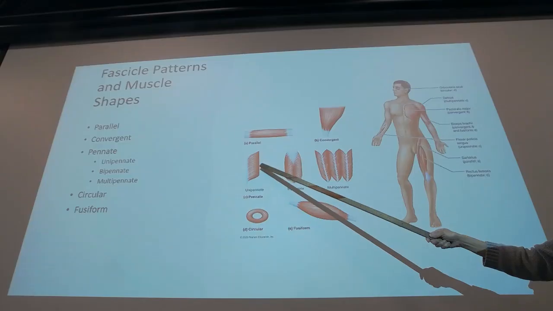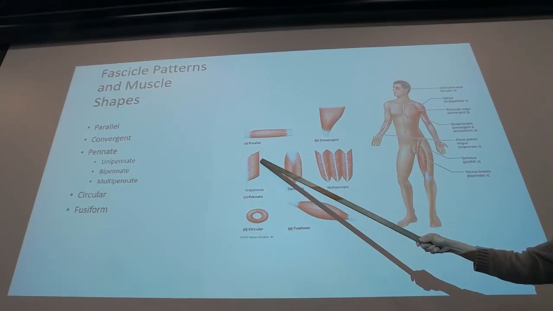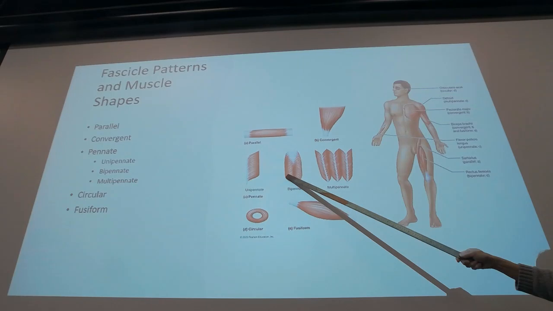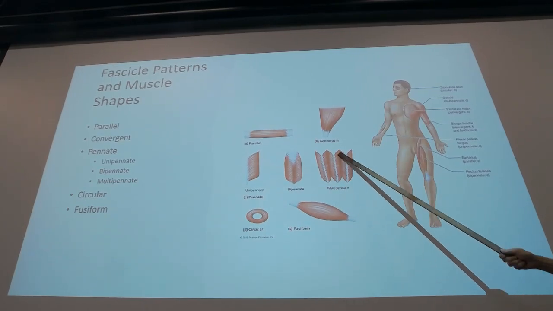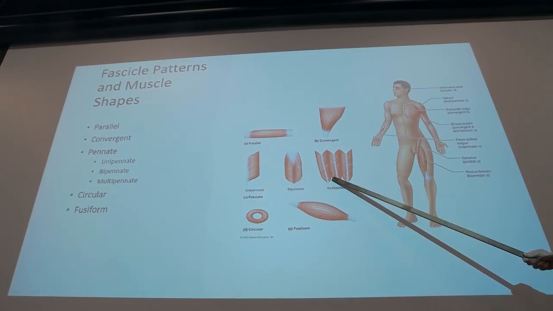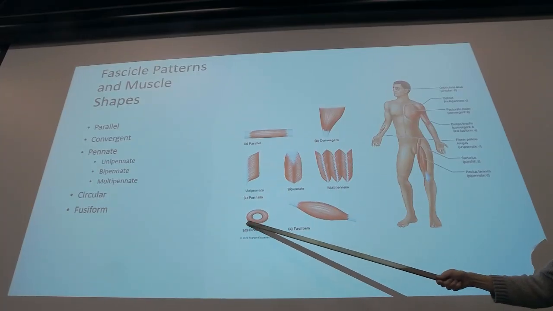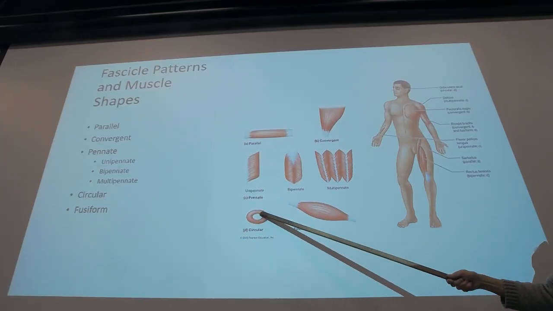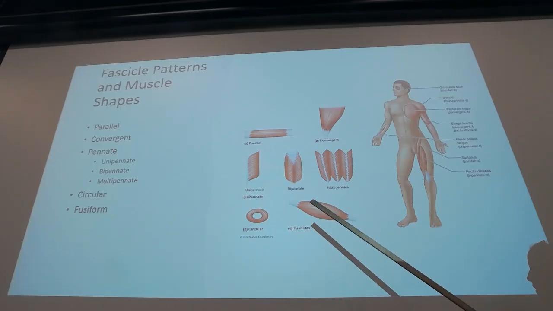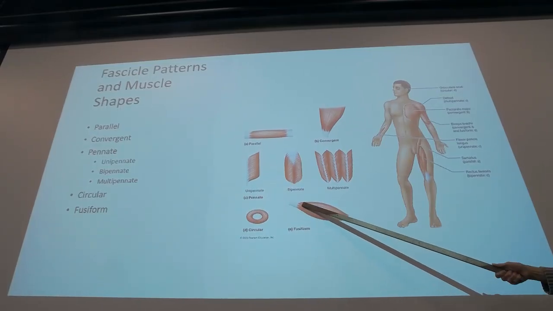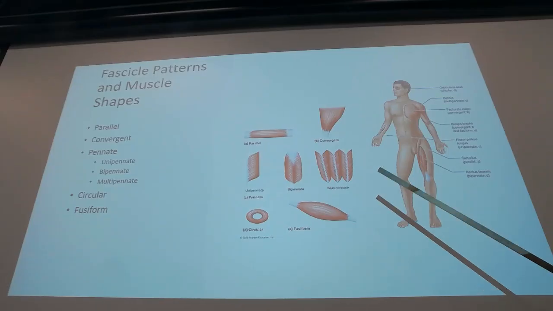This is the central tendon. Only on one side of the tendon, that will be unipennate. On both sides of the tendon, that will be bipennate. And then in multiple sides will be multipennate. A fascicle with the fibers arranged in a circular motion will be circular. Tapered ends and a thick middle part, that will be fusiform.